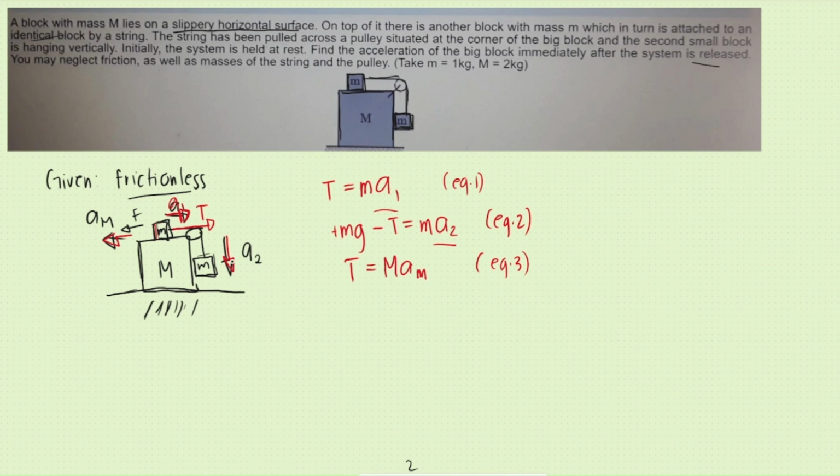A1 would not be moving... A1 is not equal to A2, since A_M, the big block with mass M, is also moving to the left, right? So A1 is not that case. A1 is not equal to A2. So we'll go look for an equation.